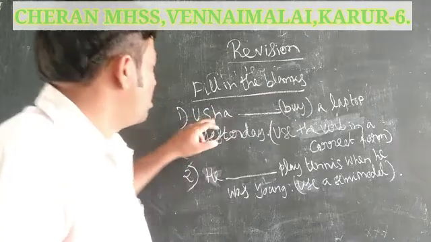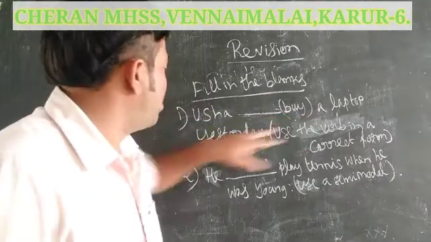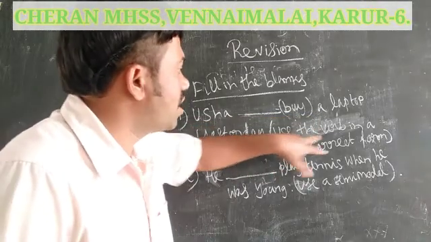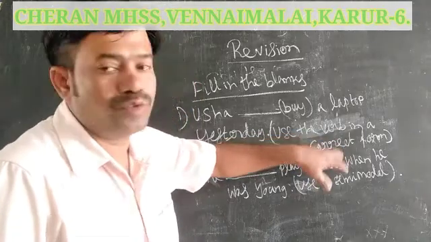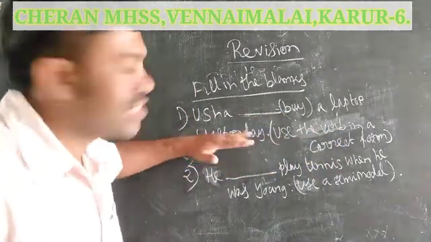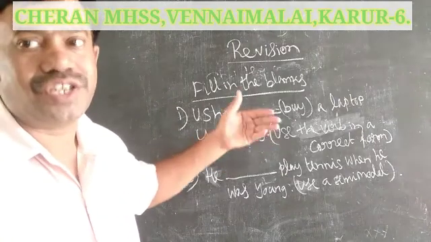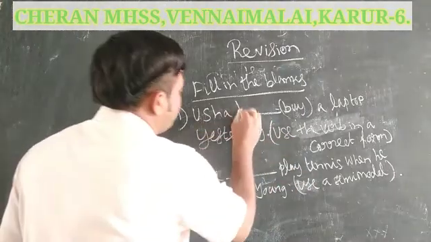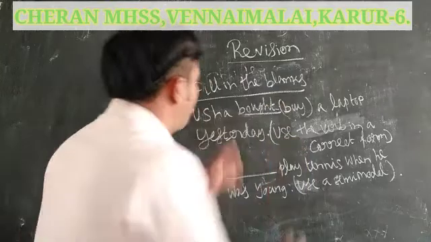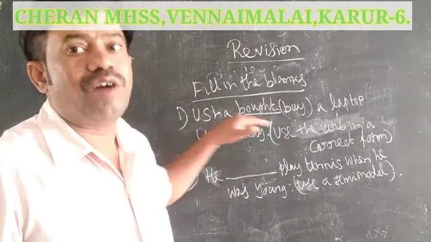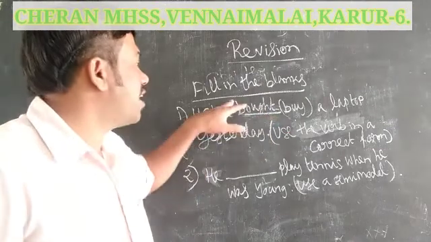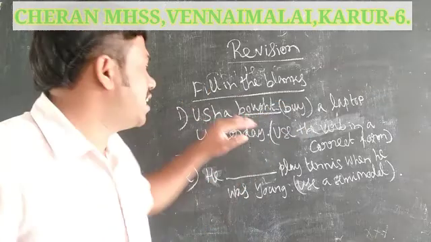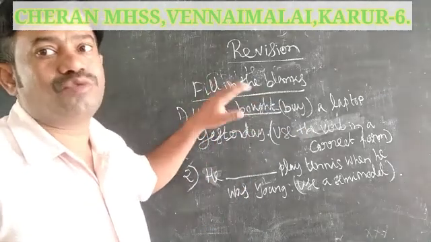For example, "Usha dash buy a laptop yesterday." Like this will be given. Use the verb in the correct tense form. See the word yesterday. Yesterday means past tense. Then we can write bought. Usha bought a laptop. While writing this answer, you have to write the full sentence. You need not write the answer alone. Whenever you write fill in the blanks, you should not write the answer alone.